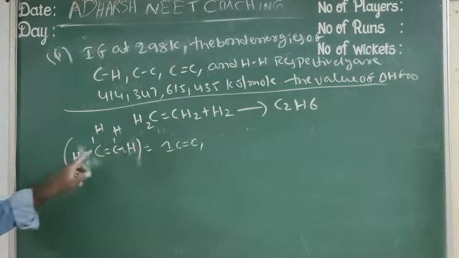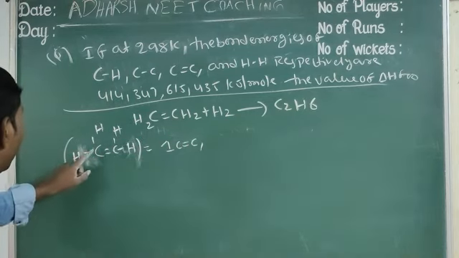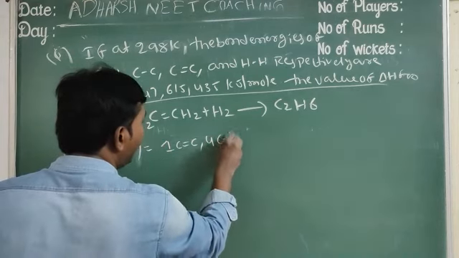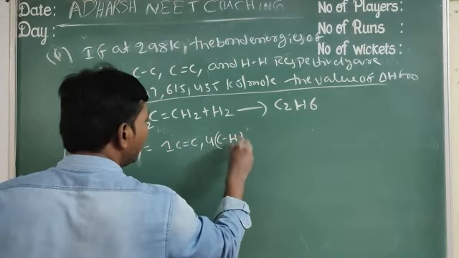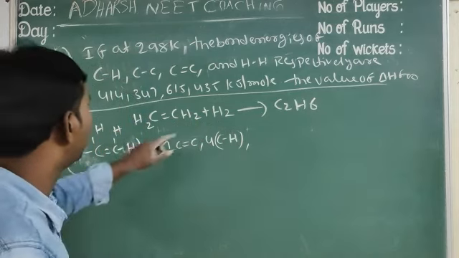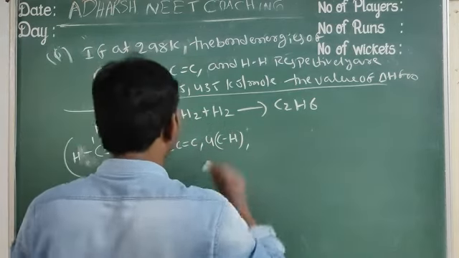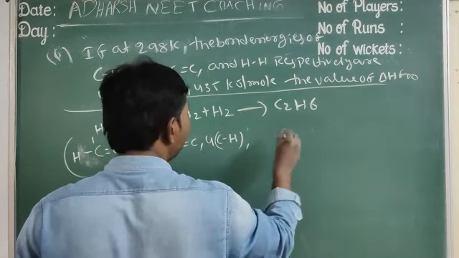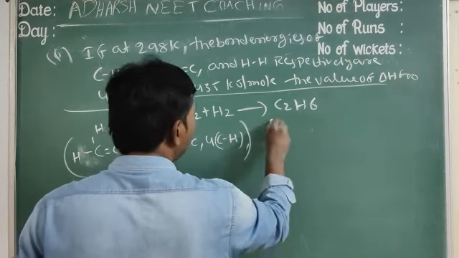Now understand. There is one C double bond C, two CH2, and four C–H bonds. Next, H2 means an H–H bond like that. Now C2H6, next, this part is over.